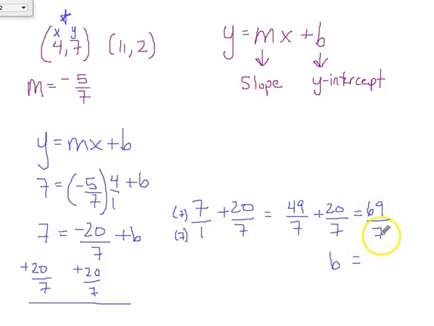So 69 divided by 7 is actually 9.857, very close to 9.9. So we did actually a really good estimation.